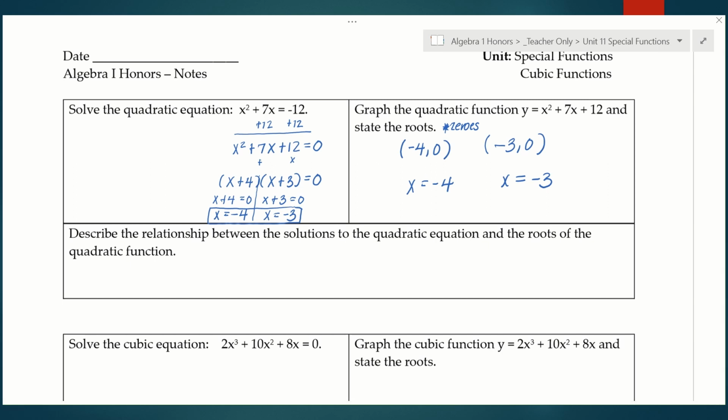Okay, so it says describe the relationship between the solutions to the quadratic equation and the roots of the quadratic function. So the relationship is that they're the same. Okay, so the solutions to the equation are always the same as the roots.